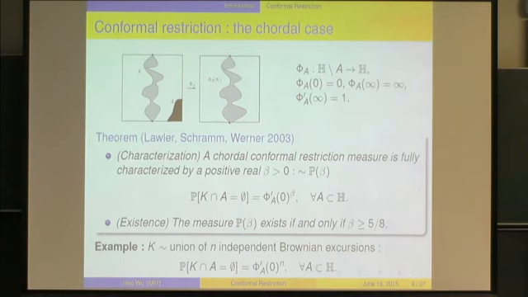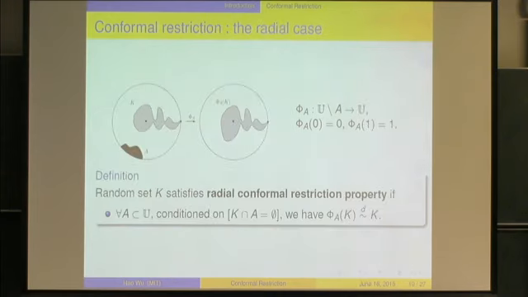Okay, so this is the story about chordal conformal restriction. So why do I say it is chordal? Because in this story, we always consider a random set connecting one boundary point to another boundary point. And the next natural question is, what's the counterpart conclusion for the radial case? For the radial case, we mean that now we need to consider a random set that connects one boundary point to an interior point. So here is the story for the radial case.